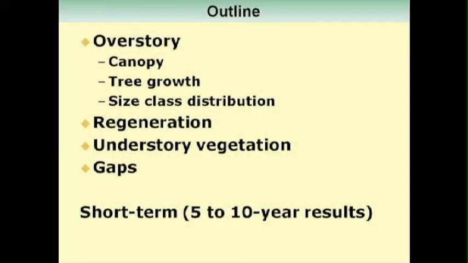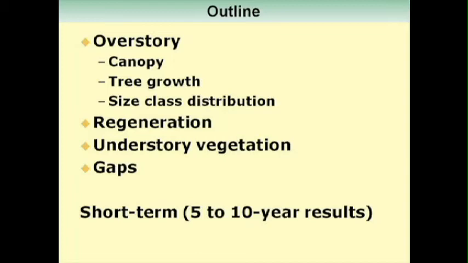So I'm going to talk about vegetation with a focus on late successional structures. Tying in a little bit Rob's talk about old growth and looking at our thinning studies, I'll ask what kind of vegetation components and structures do develop and how do they relate to what we see in old growth. I'm going to talk a little bit about the overstory, a little bit about tree growth in more detail, then focus on regeneration patterns that we see in our thinning studies, understory vegetation, and give special attention to gaps.